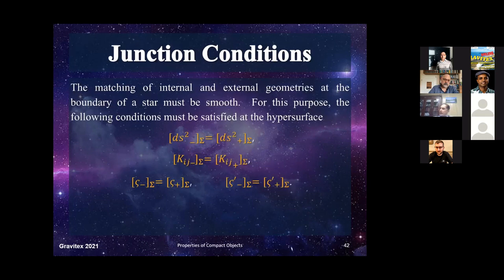Now, to find the exact solution, we need junction conditions. These are the conditions which are matched at the boundary. So the matching of internal and external geometries at the boundary of the star must be smooth. For this purpose, the following conditions must be satisfied at the hypersurface. This is the continuity of the first fundamental form. This is the continuity of the second fundamental form.